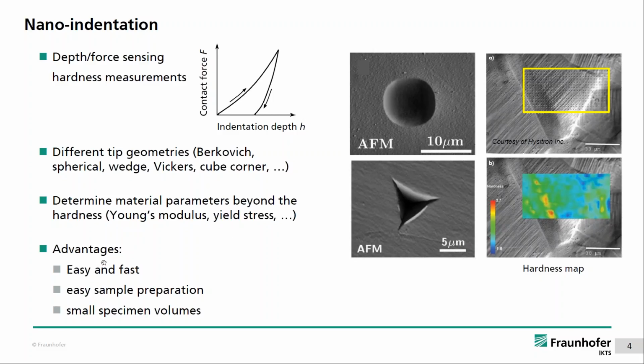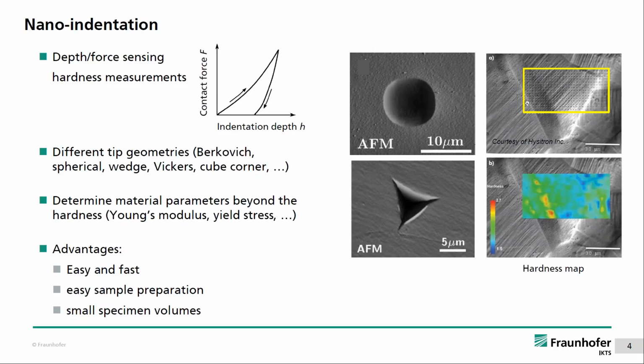And the advantages of nano-indentation: it's relatively easy and fast. You have an easy sample preparation. As long as you have a smooth surface, everything is fine. And you indent and probe very small specimen volumes. And then you can have really local information of the mechanical behavior of your sample. And for example, you can use this for mappings.